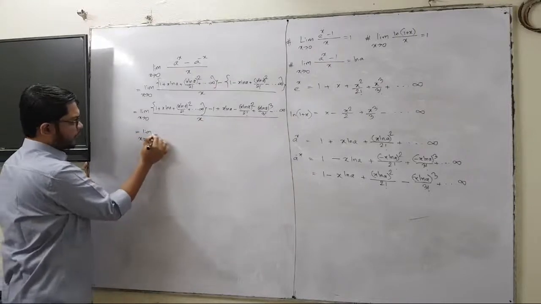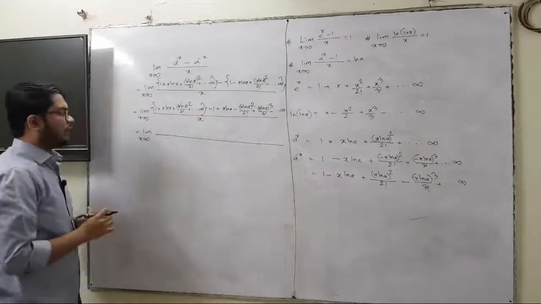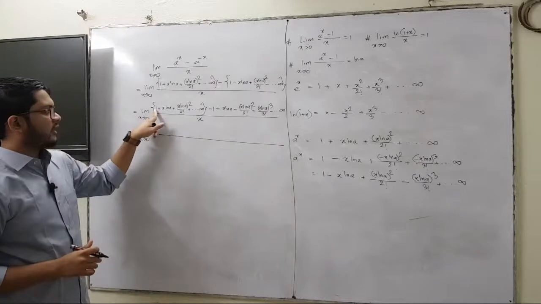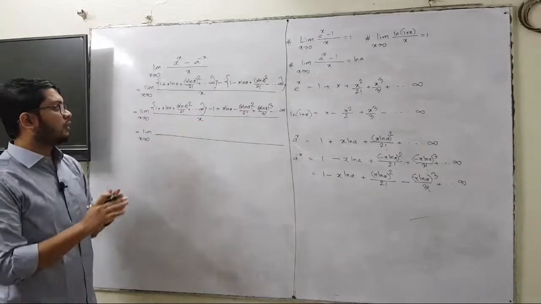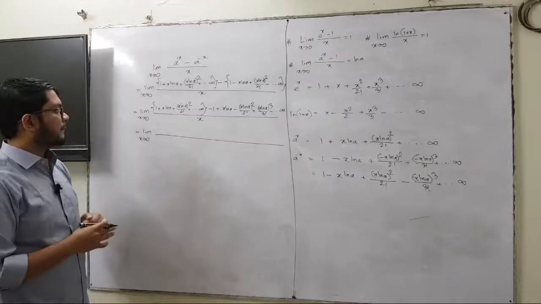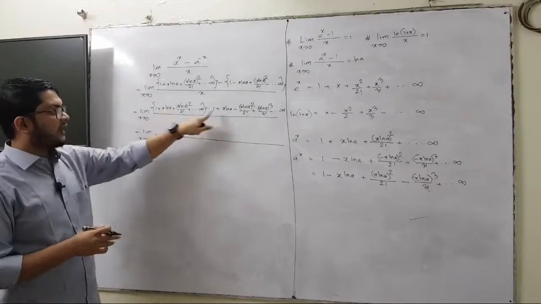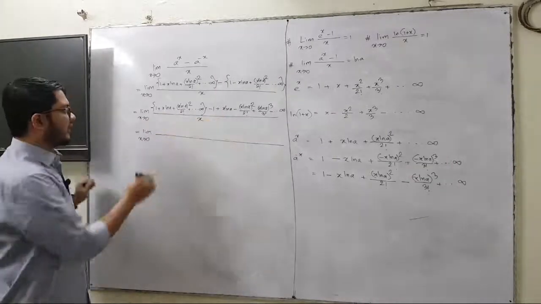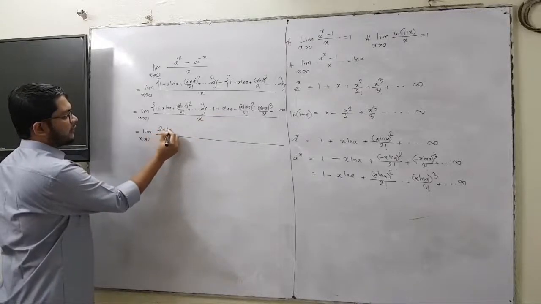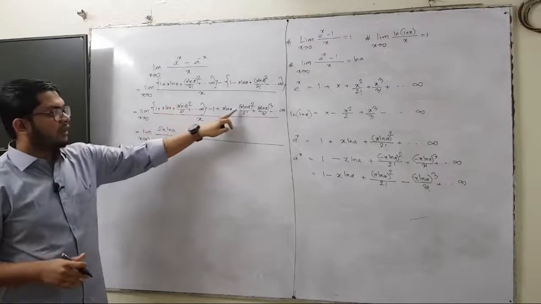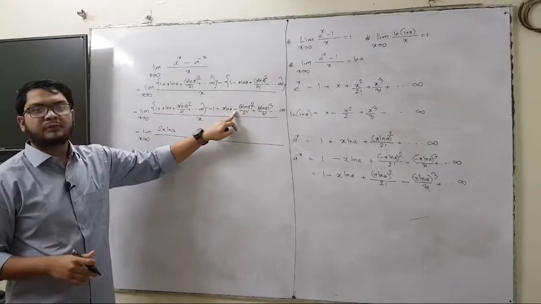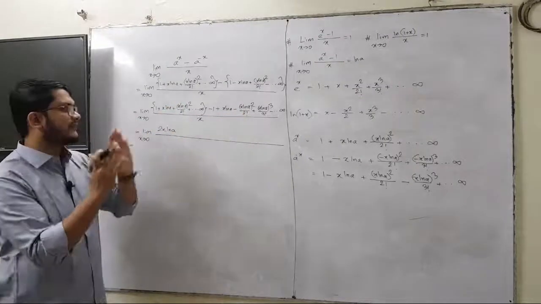Limit x tends to 0. Okay. So you have a positive 1. Here you have a negative 1. So these two terms will cancel out. Okay. Then you have x ln a, another x ln a. So you will get twice x ln a. Now (x ln a) whole square by 2 factorial, you have (x ln a) whole square by 2 factorial but of opposite sign. So these two terms will cancel out.